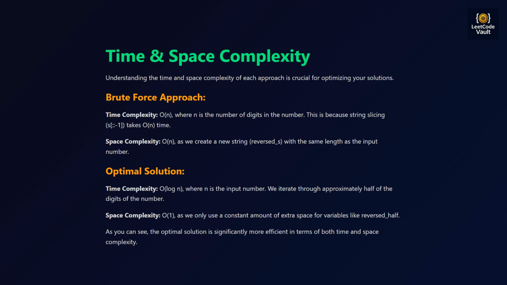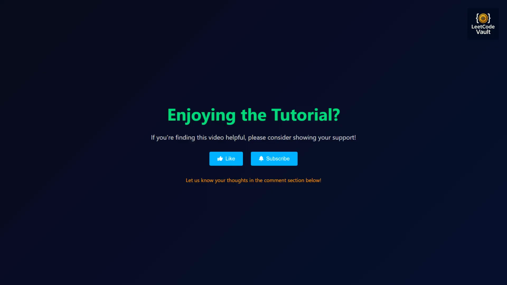Time and space complexity. Now let's analyze the time and space complexity of our solution. The time complexity is O of n, where n is the number of digits in the integer. This is because we iterate through approximately half the digits in the worst-case scenario. The space complexity is O of 1, which means it's constant, as we're only using a few variables to store our pointers and temporary values. This is a significant improvement over the brute force approach, which had a higher time complexity.